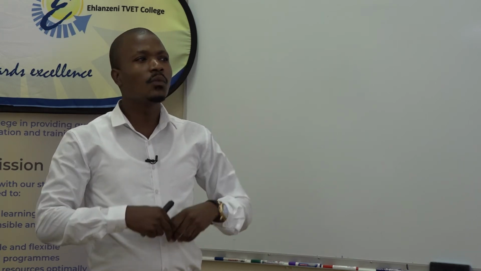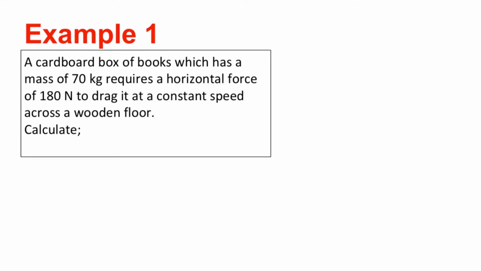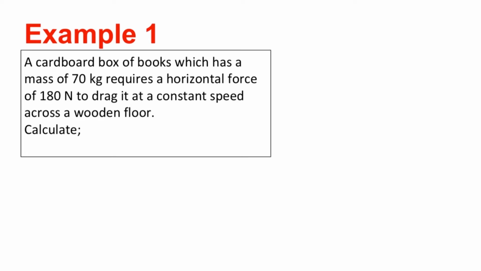Now, since we've spoken about friction, and I believe that you understand now what friction is and where we find friction, the advantages of friction, the disadvantages of friction and all that. Let us try to put friction into practice to find the exact values that you obtain in a certain scenario. We have an example. A cardboard box of books which has a mass of 70 kg requires a horizontal force of 180 Newton to drag it at a constant speed across a wooden floor.